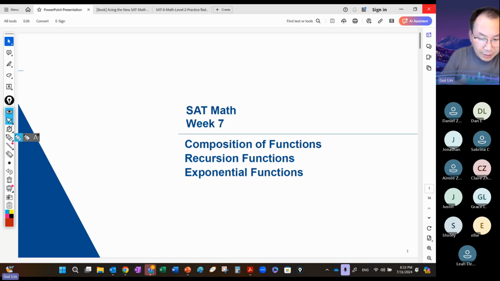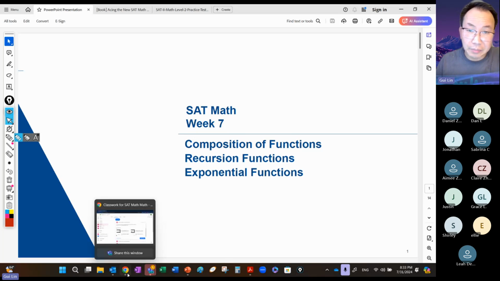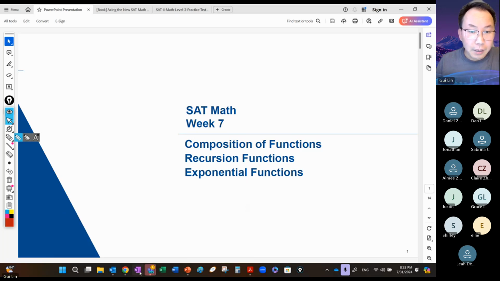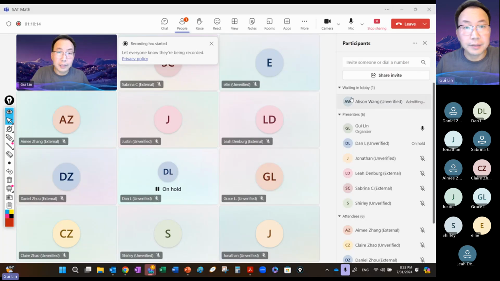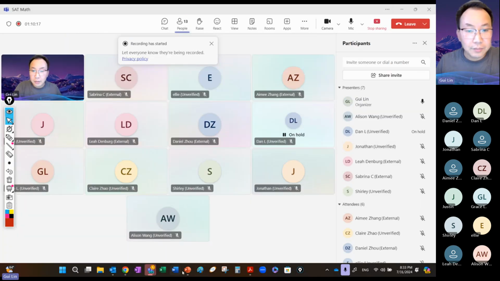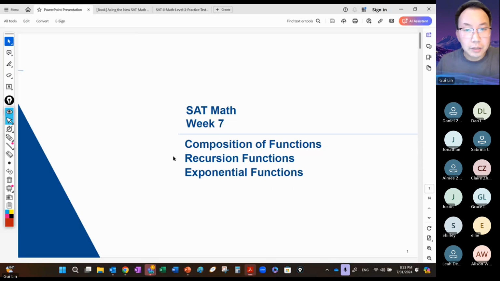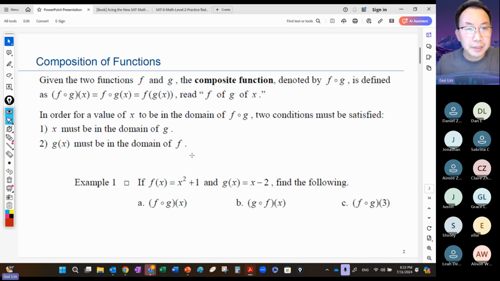Now, last week, week 7, we learned some new, actually pretty high-level content. This prepares you for level 2, but sometimes also shows up in the general SAT. The topic is a little bit challenging, but if you finished algebra 1 or pre-calculus, I believe you already learned this part. So composition of function, we just need to learn this one.